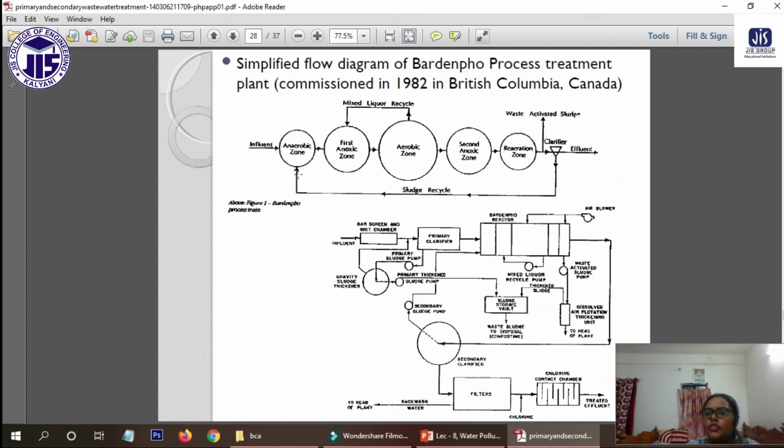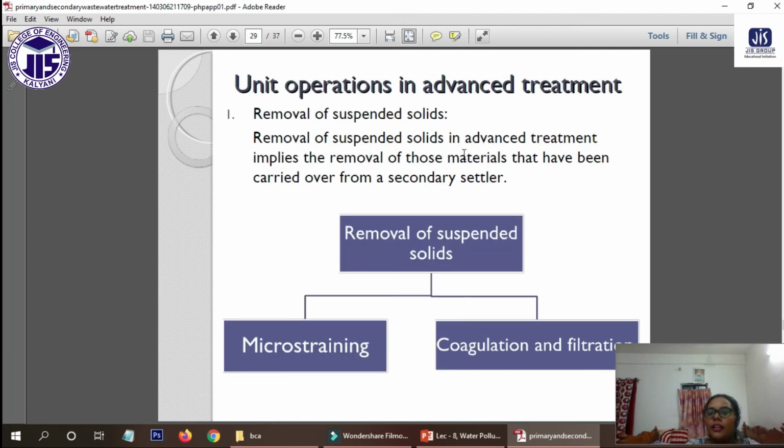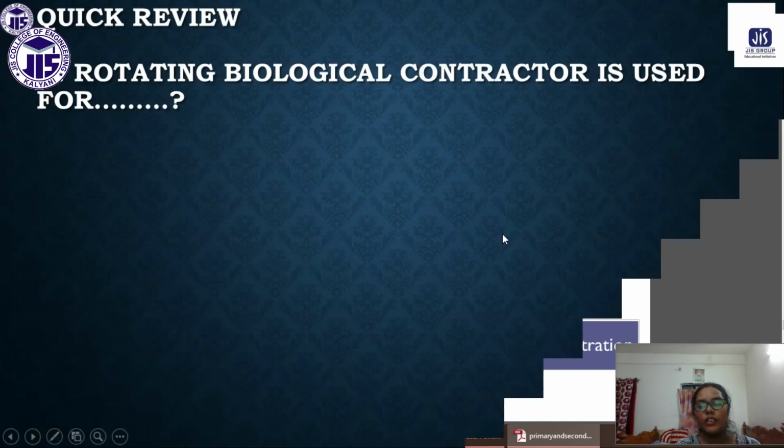Okay, so this is the flow diagram, the flow chart of the last treatment. This is the unit operations in advanced treatment. These are some of the operations that we are applying. So this much you have in your syllabus. So this is all about the tertiary or advanced treatment. This is the final step, where we are finally removing the remaining particles from the water.